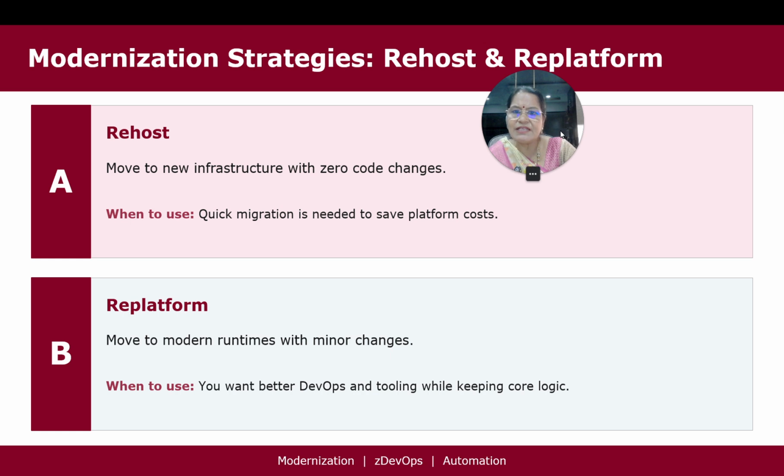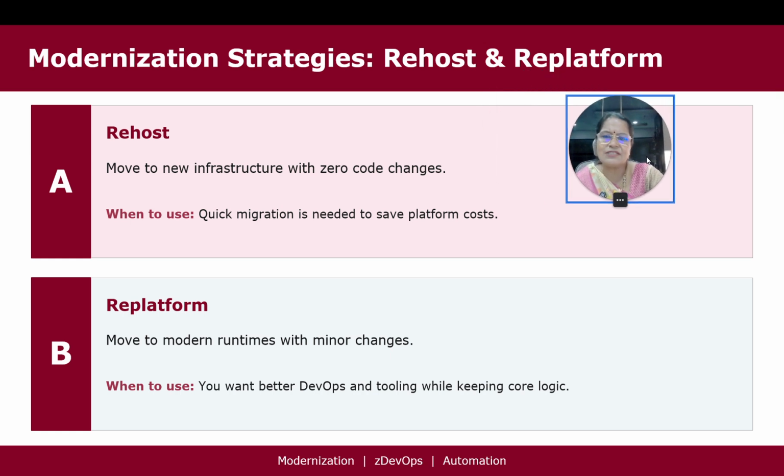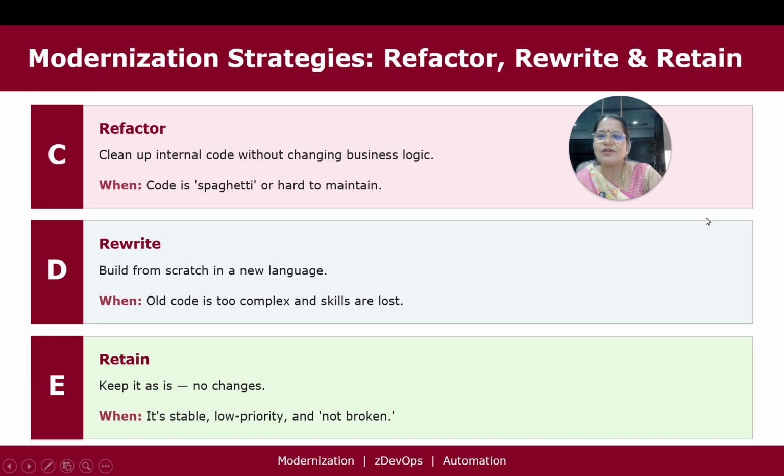Now, looking into the various aspects, just a brief. Rehost, we don't do any change; it's going to run in the newer environment. Replatform, with a minor tweak, you are going to run on the new platform, in a new runtime environment, so the way in which you work is going to change. Refactor, you do the code cleanup without changing the code logic. Rewrite, you completely rewrite in Java or Python by extracting the business rules. Retain, you keep it as is without touching anything.